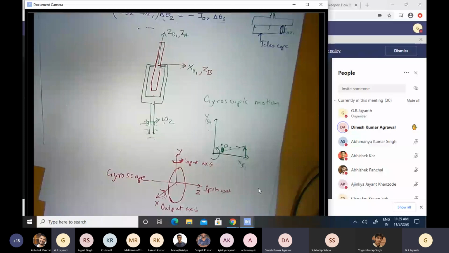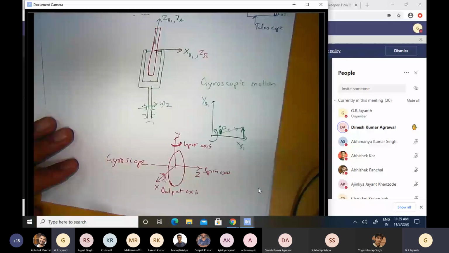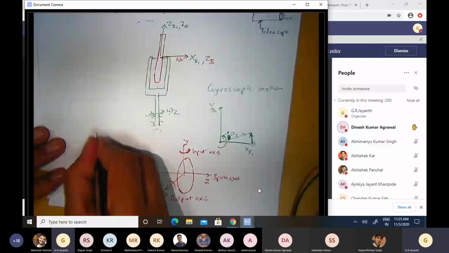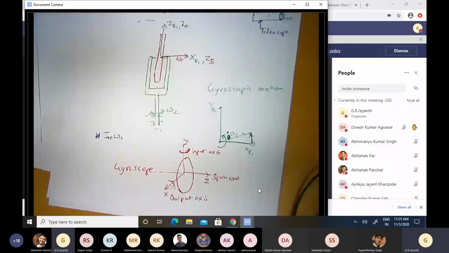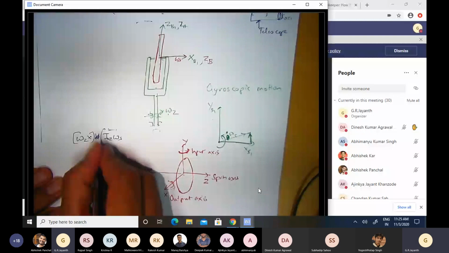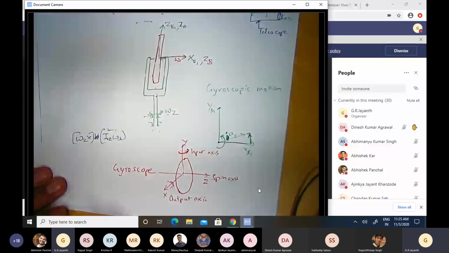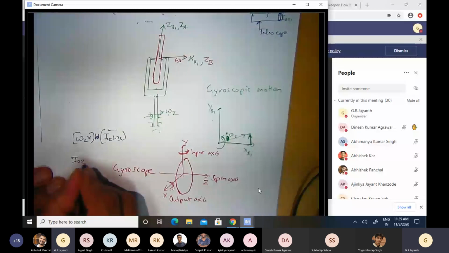We derived that in the previous class. We will derive that again here also. We noticed that if this is spinning at a speed omega s, then the angular momentum is given by I0z omega s, right? So what will the torque be? The torque will be omega z cross acting on this particular vector, I0z omega s. So numerically the torque will simply be I0z omega s omega z. That's it.